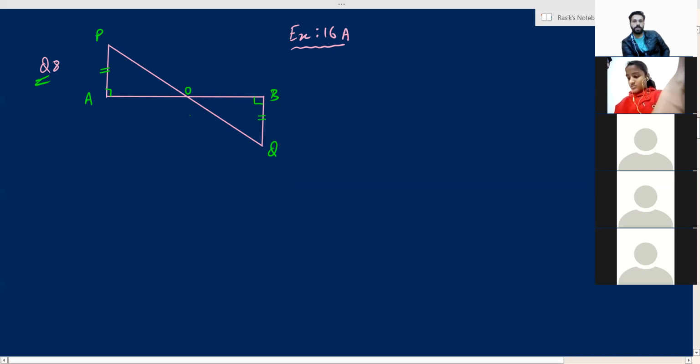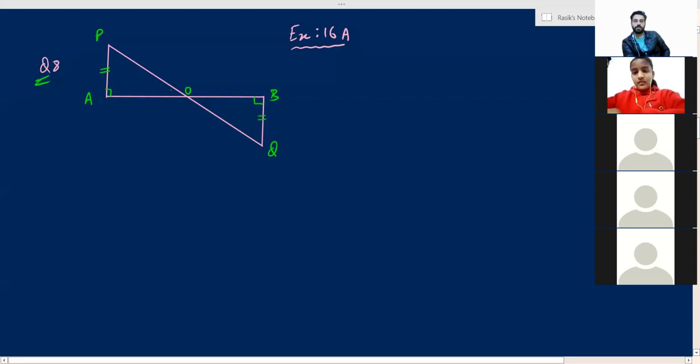OAP congruent to OBQ. Sir, it is RHS? No, maybe no. I will tell you what it is, but I expect you all will do it on your own in the copy. You will write it on your own, okay, with proper reasons. First of all, one angle is 90 degrees, as you all can see, and one side PA is equal to BQ. So these two things are given. Two things are already given in the question.